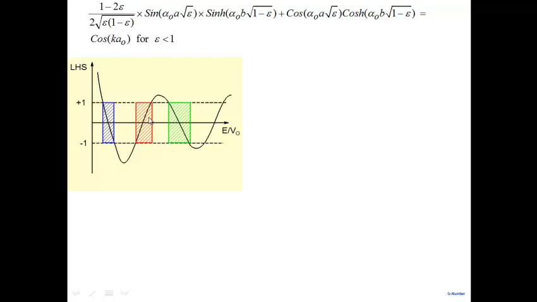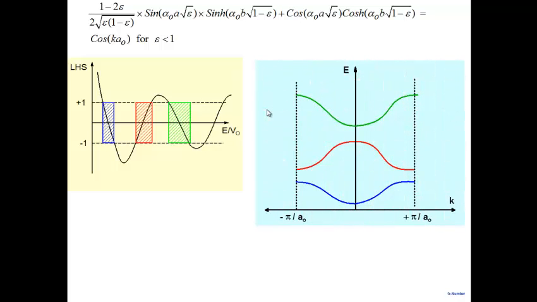Now, what does each band represent? It represents that for a particular value of k, I have a particular value of energy. So, for example, I can represent these bands like this. Let's see if this picture makes sense. This is my blue band, the lowest energy band, and the E versus K relationship is shown like this. This is my red band, and the next higher band is shown like this.